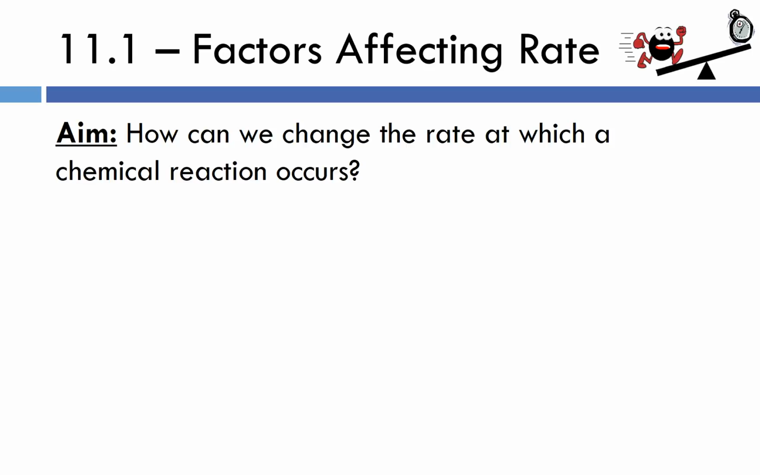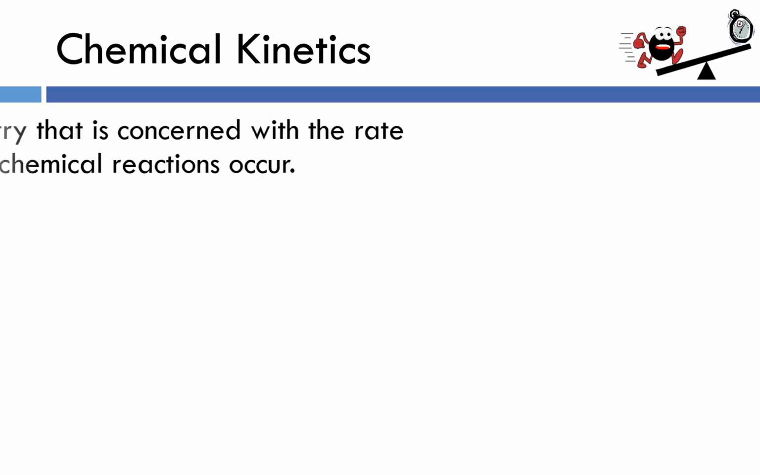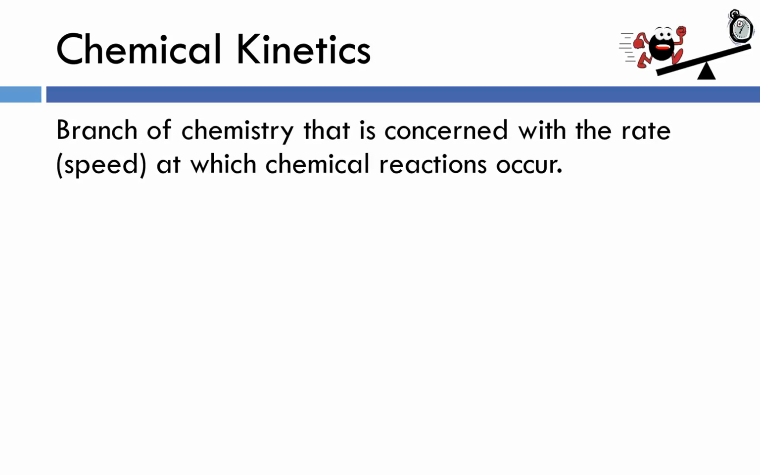In today's lesson, we're going to talk about the different factors or variables that we can control that are going to change the rate or speed at which a chemical reaction or physical change occurs. So what we're going to start today is a discussion on chemical kinetics. Kinetics is just a branch of chemistry that's concerned with the rate or speed at which chemical reactions occur.